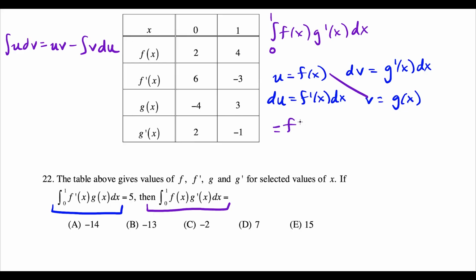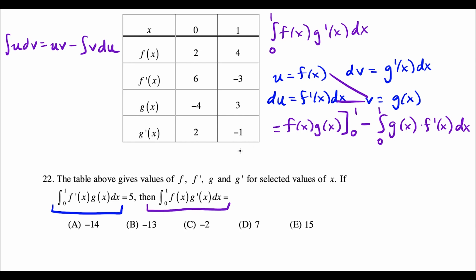So we have f of x times g of x, and this is being evaluated from 0 to 1 because this is a definite integral. And then we have minus the integral from 0 to 1 of v times du. That's this times this. And notice what we get. We get g of x times f prime of x dx.